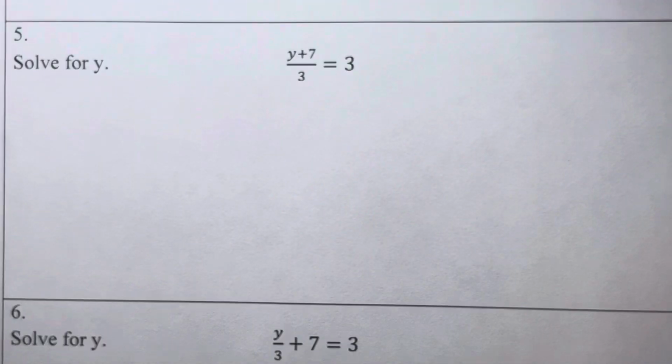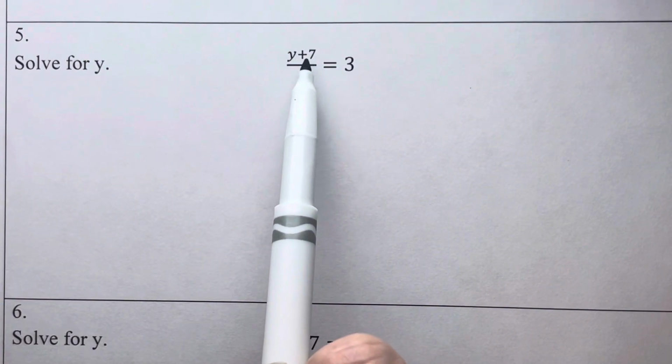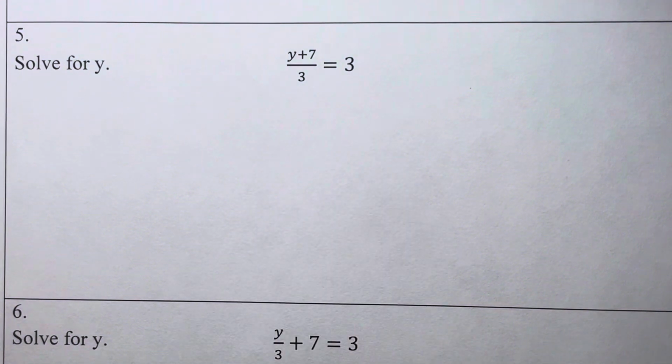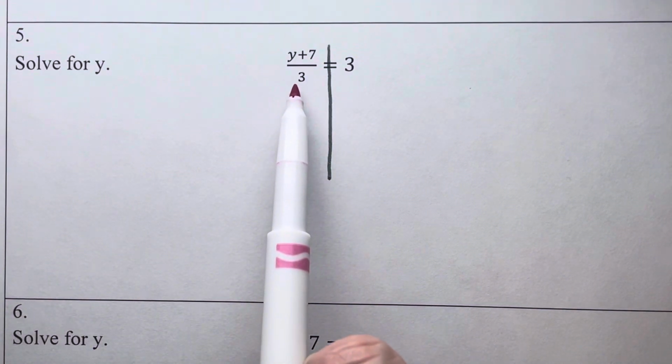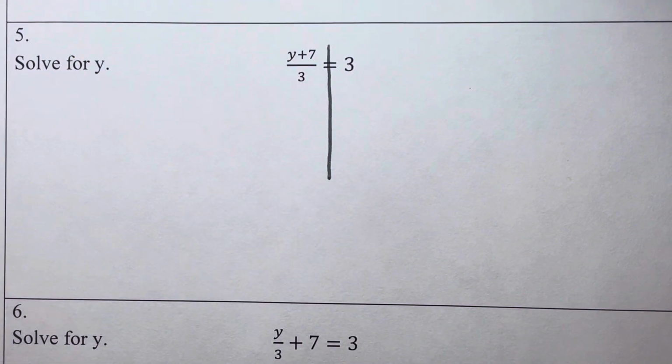Example 5. We're going to solve for y, where the quantity of y plus 7, all divided by 3, is equal to 3. Now this problem frequently makes people a little nervous because not only do we have a fraction, but we have a binomial in the numerator of the fraction. So let's just begin the process of getting rid of the fraction.